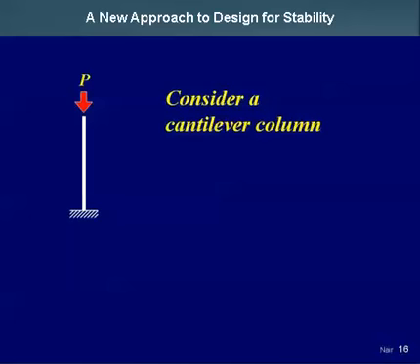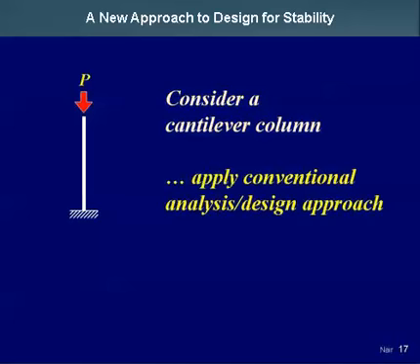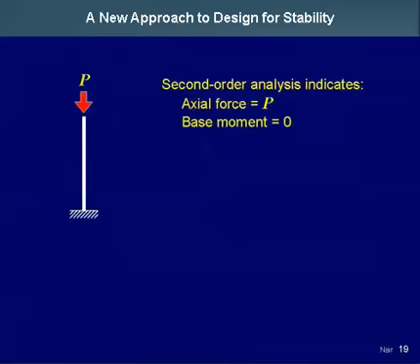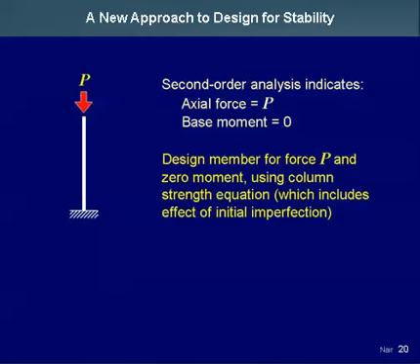Consider a cantilever column with a vertical load on it. And now let's apply the conventional pre-2005 analysis design approach to this. Step 1, do a second order analysis, neglecting imperfections and inelasticity. So when you do a second order analysis of this vertical column under the load P, what is the result? You find an axial force of P in the column and 0 moment, because you're neglecting imperfections as you always did traditionally. So any kind of analysis, first order or second order, will give you a base moment of 0. So you have no moment, axial force.